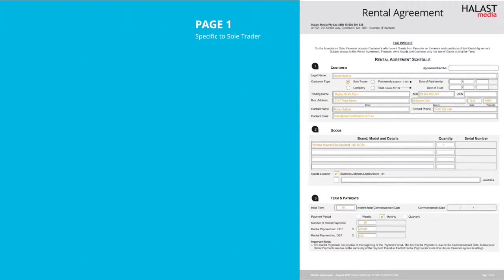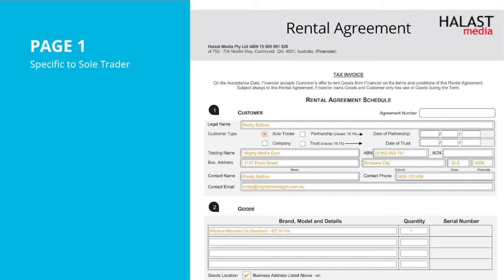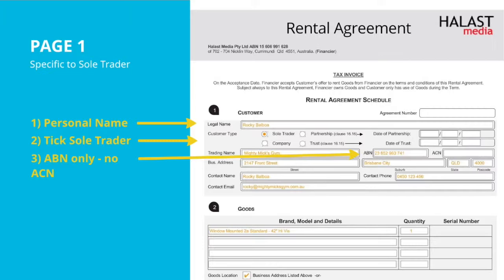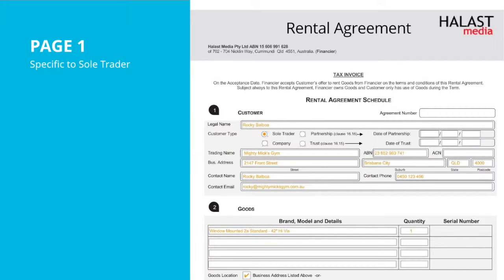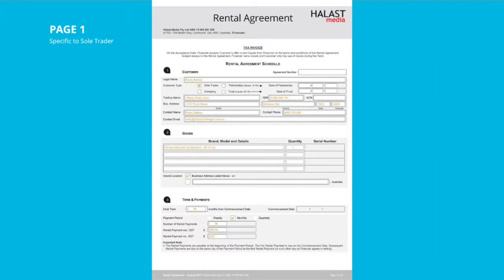So how do you complete an agreement for a sole trader correctly? Their legal name is their personal name. Customer type is sole trader, so tick the sole trader box. Enter the customer's ABN in the ABN box. Remember, there is no ACN given that it's not a company. That's really the only difference for page 1 for a sole trader. Everything else remains the same regardless of customer type.